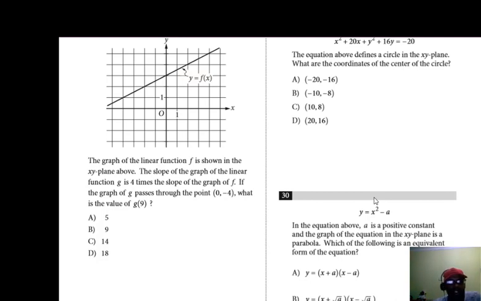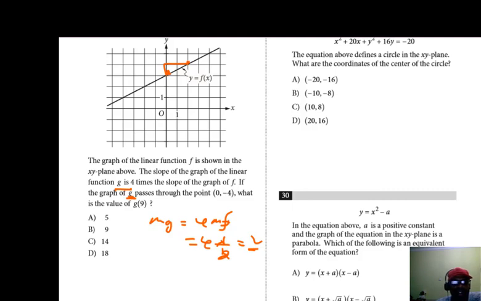All right, so let's see this one. The graph of the linear function f is given here. The graph of the linear function g is not given, but the slope of g is 4 times the slope of f. As you know, the slope is rise over run. So let's take this point and this point. So it's rise 1 and run 2. So the slope is 1 over 2. So the slope of g is 2.